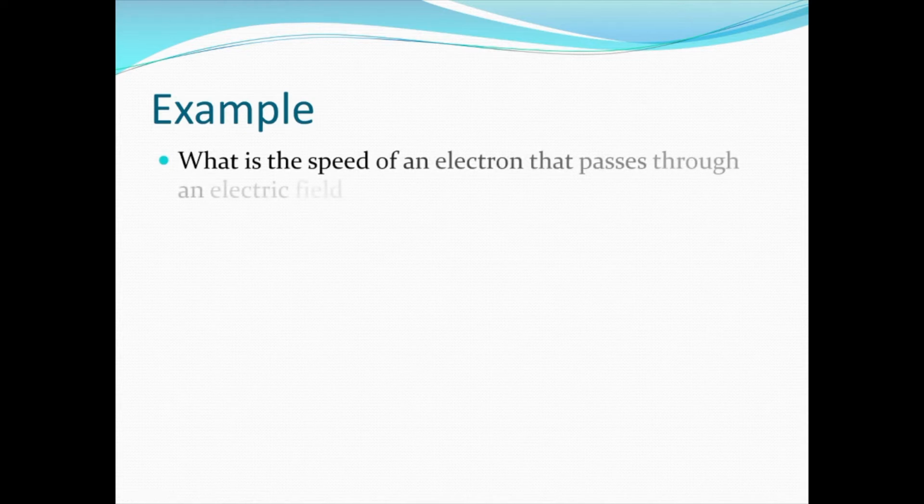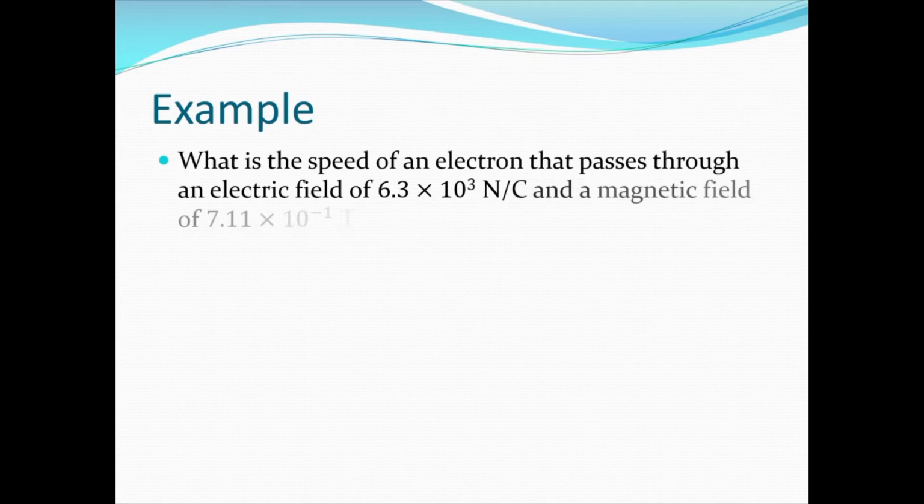Alright, so let's go through an example of how we can use this mass spectrometer with some data. Let's suppose we have an electron we're passing through the mass spectrometer. It passes through an electric field of 6.3 times 10 to the 3 newtons per coulomb and a magnetic field of 7.11 times 10 to the negative 1 Tesla. Because it's undeflected, this is in the velocity selector.